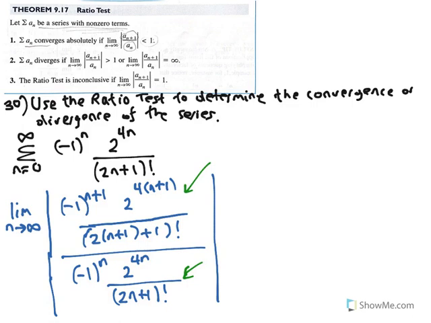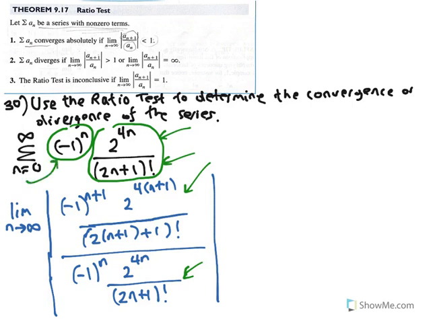When you look at the series that we are working with, we have a sub n, and then we have negative 1 to the n. So 2 to the 4n, for any n greater than or equal to 0, where n is an integer, will be positive. Same with 2n plus 1 factorial. So the quantity here is always going to be positive. What could make a term negative is the negative 1 to the n.